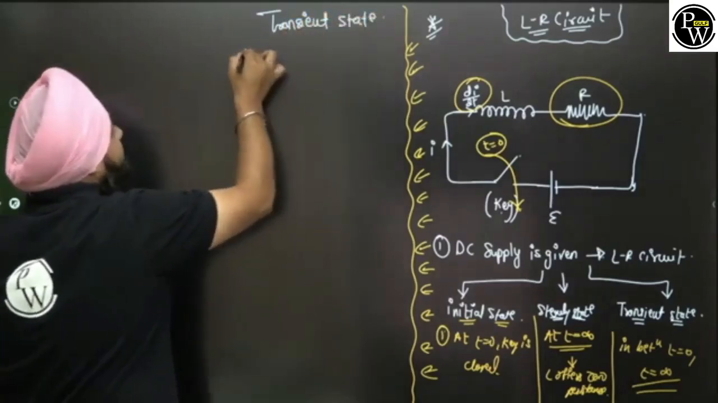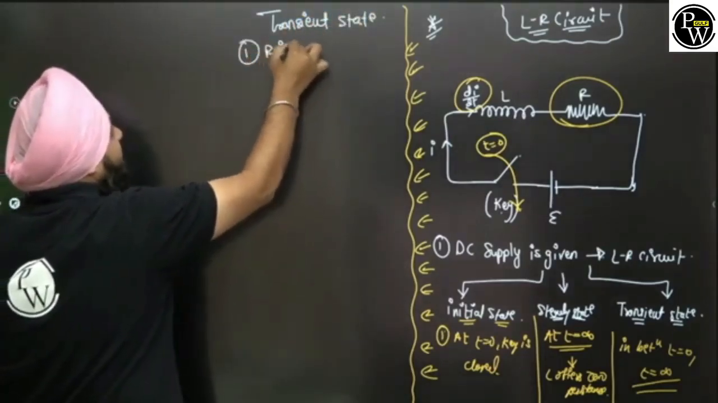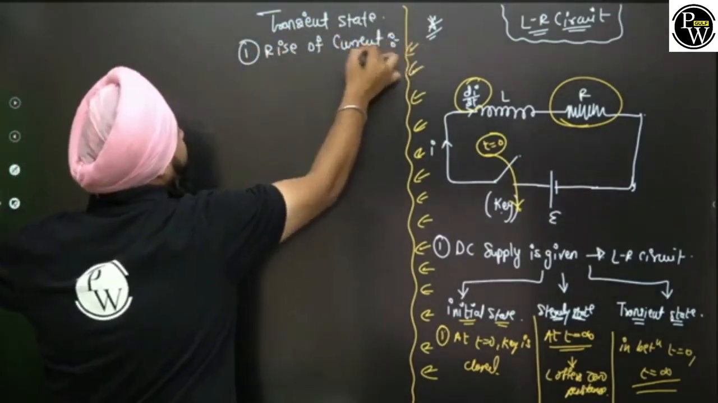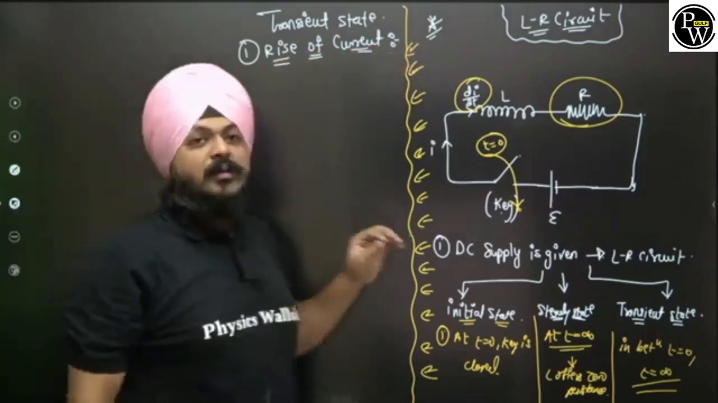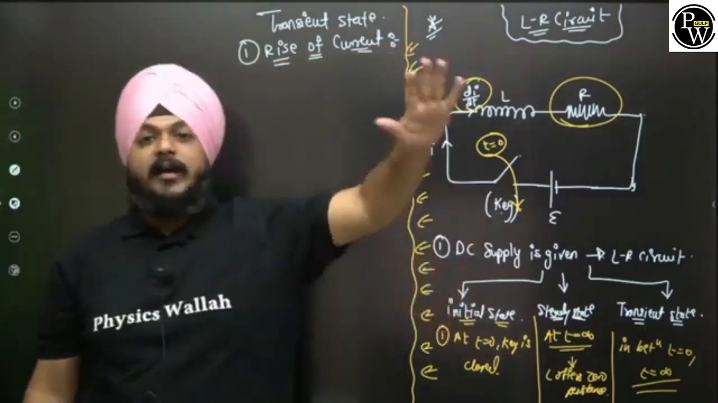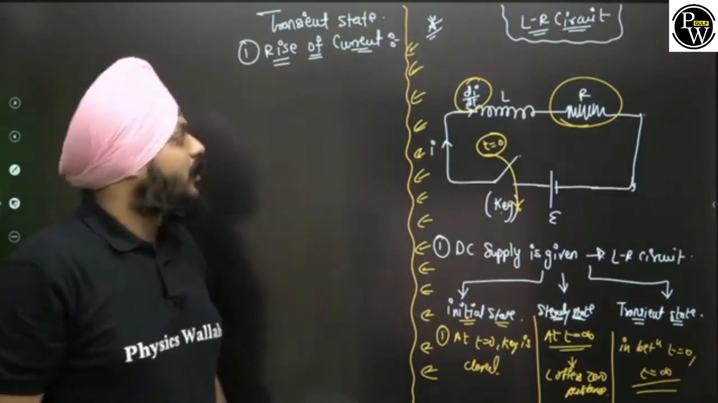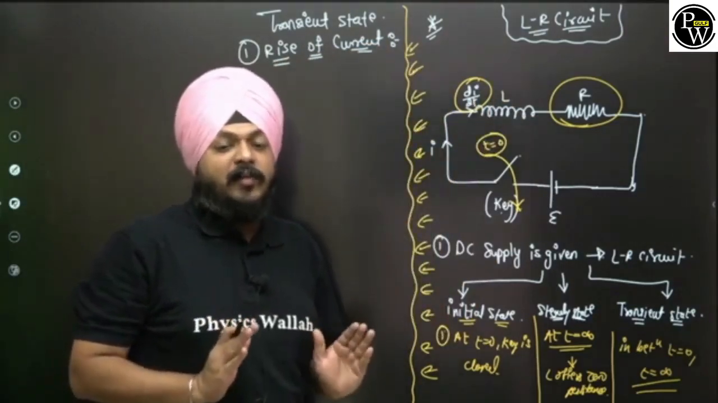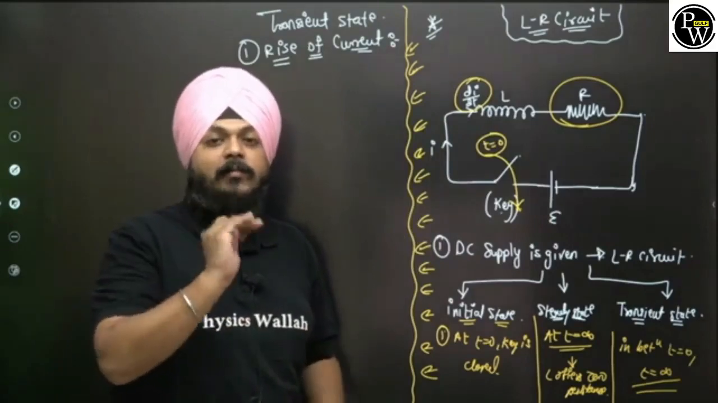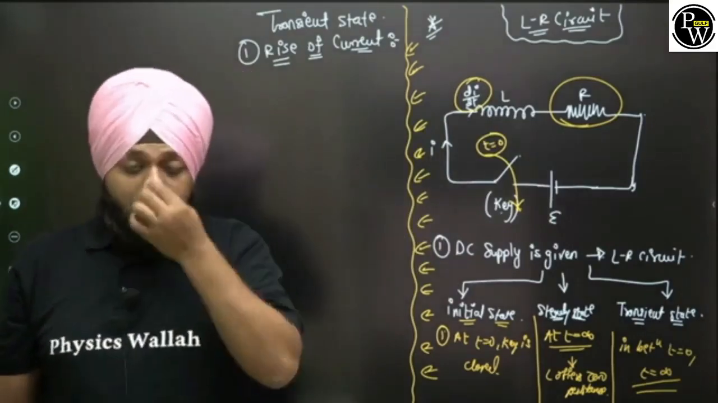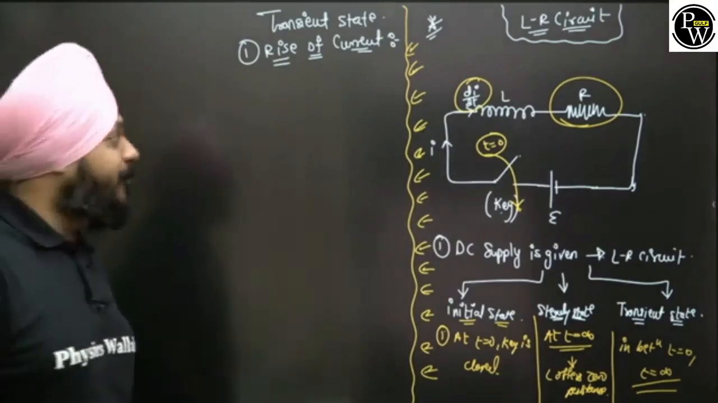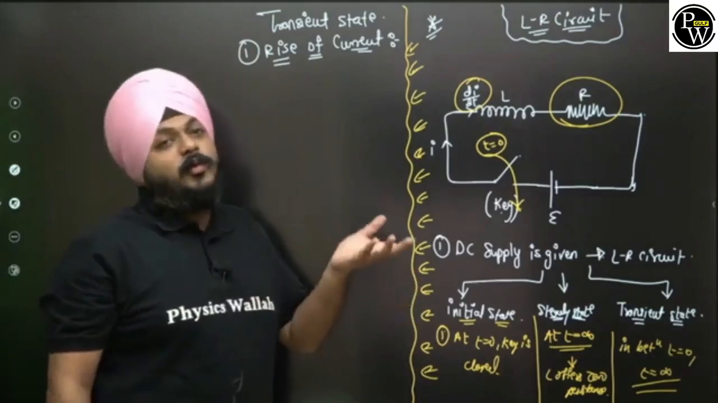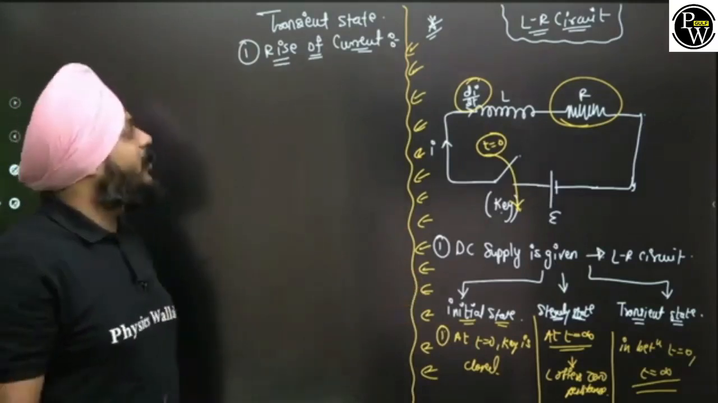The first is the rise of the current. I told you all, first of all, the inductor is not connected. Only the resistor is connected and the current flowing through the circuit is constant. Now suddenly if the inductor is connected, initially when it is connected, the flow of charges will be at a very low value, and slowly the rise of the current will take place. Now, how is it going to take place?